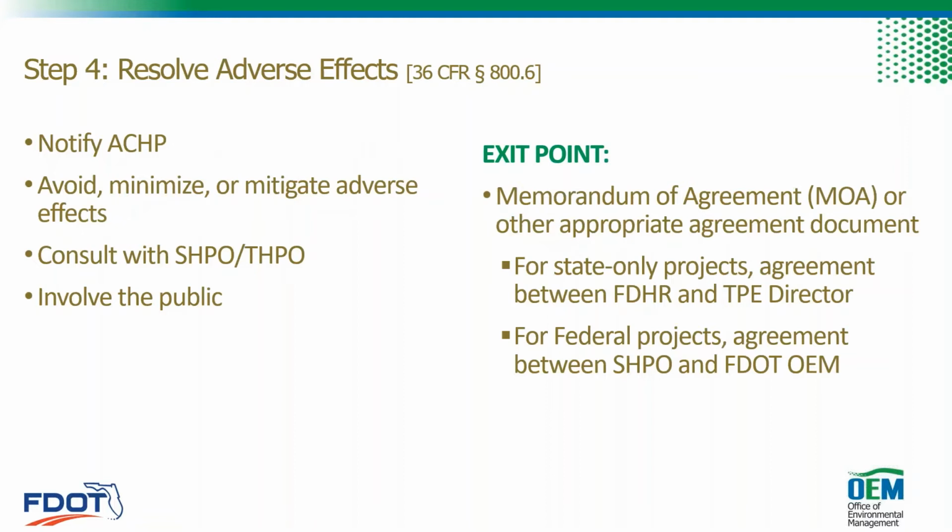In step 4, we consult with DHR and any other consulting parties to determine and develop minimization or mitigation measures to resolve adverse effects, and we will record them in an MOA, a memorandum of agreement, or other appropriate agreement document, and we will involve the public. An executed MOA evidences completion of the Section 106 or Chapter 267 compliance process, and that applies even if the stipulations of that agreement can't be completed until after construction. These stipulations should be recorded as commitments, and they should be listed in the project commitment record and the commitment section of the environmental document.